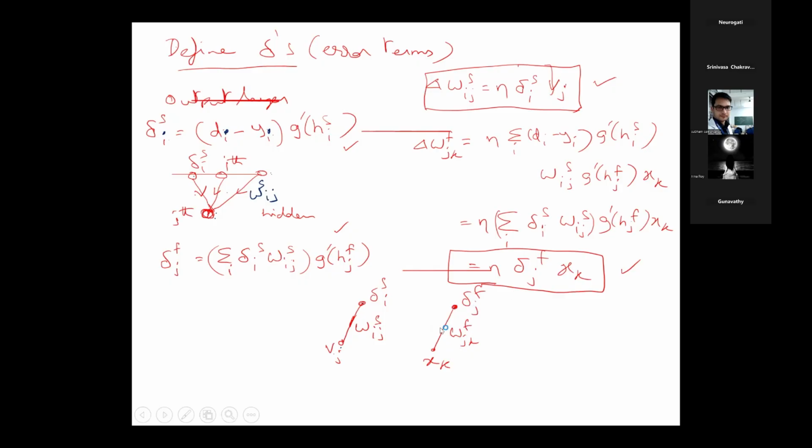Just like in the case of the perceptron learning rule, the weight update is given as proportional to the product of the delta at the top and x at the bottom. Here also it is exactly the same thing: delta at the top times x at the bottom. The product of these two gives you the update for weights.